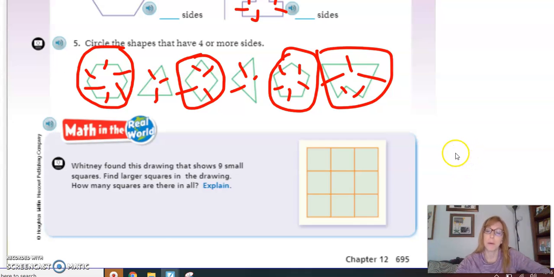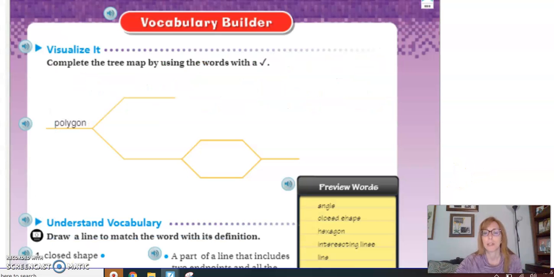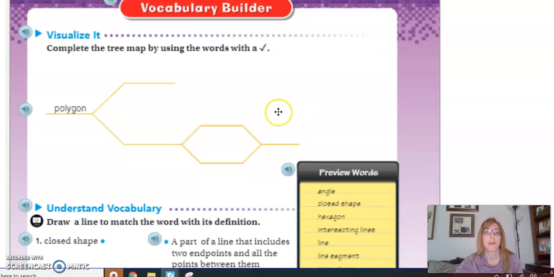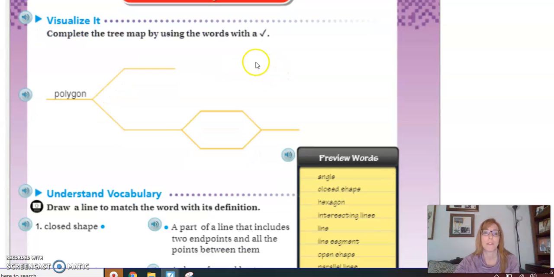So remember, pause the video anytime that you need a minute to think, because I only have 15 minutes for this video and then I have to move on. So you just keep pausing it and you take as much time as you need. So here's our vocabulary builder. It says complete the tree map by using the words on the check mark.